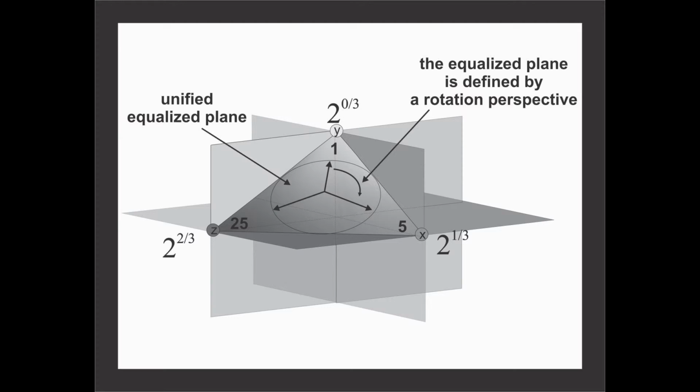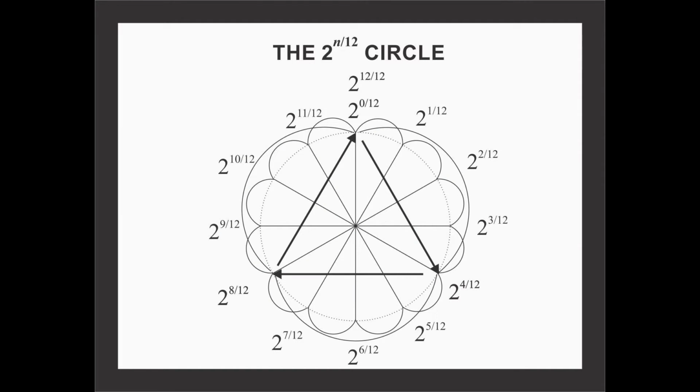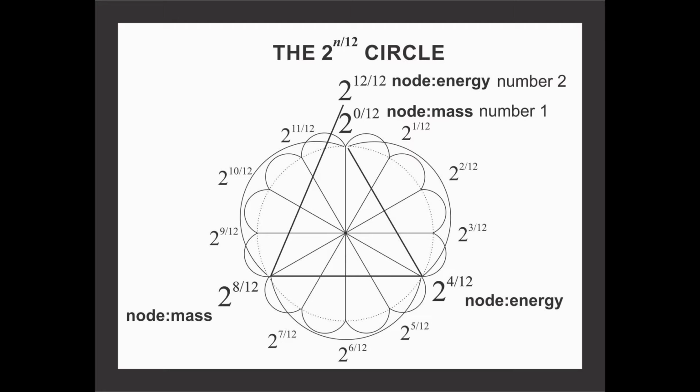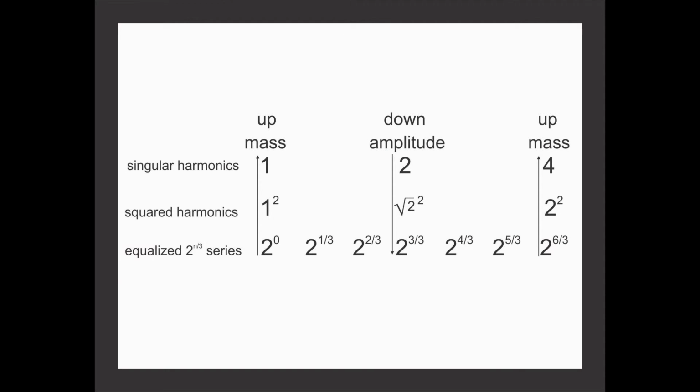The 2 to the n/3 series is a series that divides number space equally by thirds. For example, the 2 to the n/12 circle is divided into 3 equal sections, and the 3 to the n power circle is also divided into 3 equal sections. When the 2 to the n over 3 series completes a circle, the vector orientation has been reversed. For example, starting at 1, or 2 to the 0 over 3, the position is a mass node. Traveling around the circle to the 2 to the 3 over 3 position, it has transformed into an energy node. The number 5 then has a common relationship with the square root of 2 and the number 2.